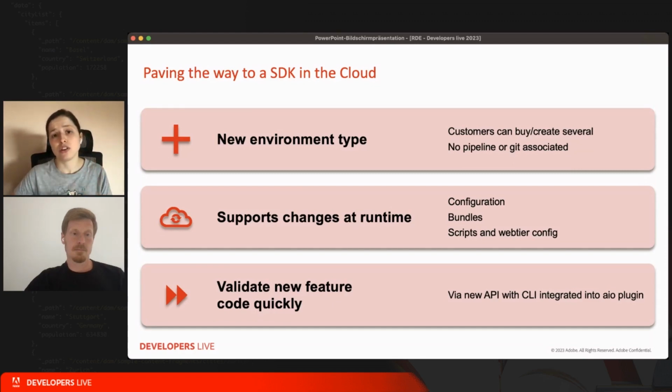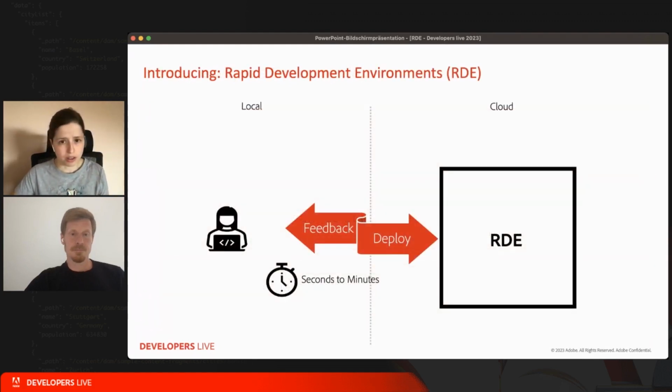And the communication is going to be done via the AIO plugin, the AIO CLI that most of you might already know, because there are some tools also to communicate via Cloud Manager. There is a plugin for Cloud Manager. So we just developed a new plugin for RDE, which is the name that we gave to our new environment type: rapid development environments, also known as RDE. So the idea is, again, the local SDK, but on the cloud. That's as simple as it sounds.